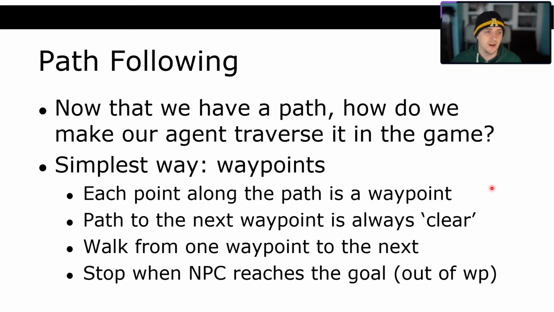That means that whenever we choose waypoints, we want to choose waypoints such that we absolutely know for certain that going from one waypoint to the next waypoint is a straight line and there are no obstacles. Because if there were obstacles, then we'd have to do pathfinding between the waypoints, and that's not what we want to do at all, right? We want to do one sequence of pathfinding. And then we're going to walk from one waypoint to the next waypoint, and then we're going to stop when the NPC reaches the goal, when we're out of waypoints, when we've reached the last waypoint.